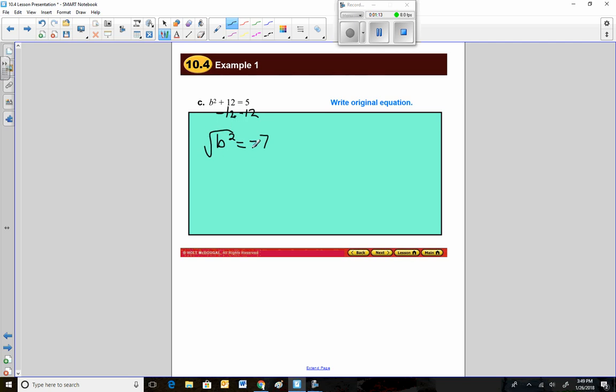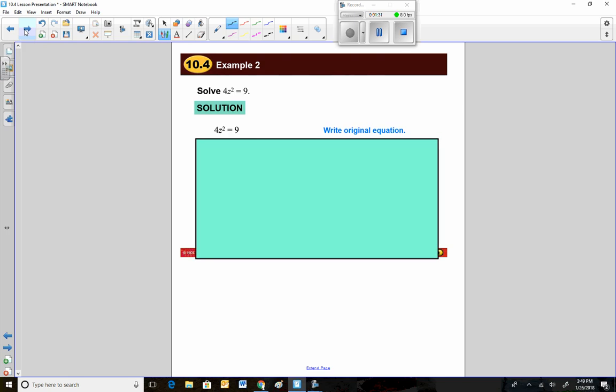Square root, because of the square. We get b on this side, but the square root of negative 7 is not a real number. So we cannot do this. No solution at all. All right.